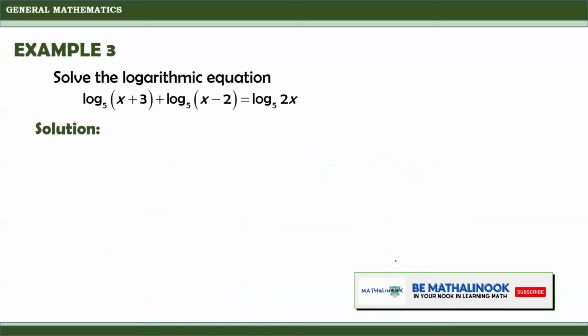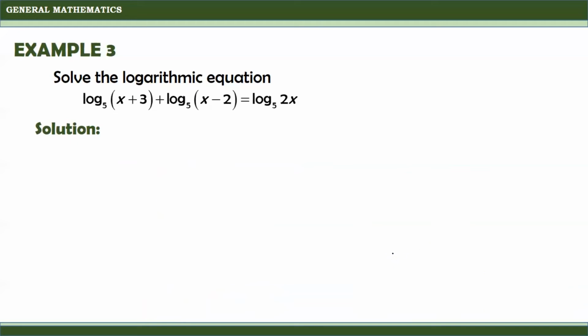For our last example, we have the logarithm of x plus 3 to the base 5 plus the logarithm of x minus 2 to the base 5 equals the logarithm of 2x to the base 5. Since we have an addition here, what we need to do is to multiply x plus 3 and x minus 2. So we will have the logarithm of x plus 3 times x minus 2 to the base 5 equals the logarithm of 2x to the base 5.